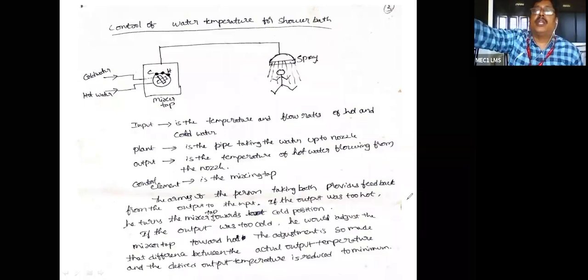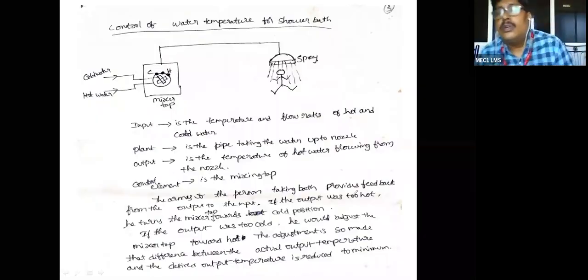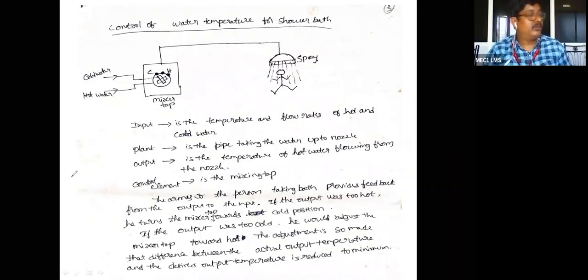Then automatically you press on the mixer tap, maybe clockwise or anti-clockwise. The human, that means the one person, Raviteja, what is your question? Human is the feedback, right? The human who is bathing is the feedback. If he is not feeling well, automatically the hand, which is the control element, will control the device.